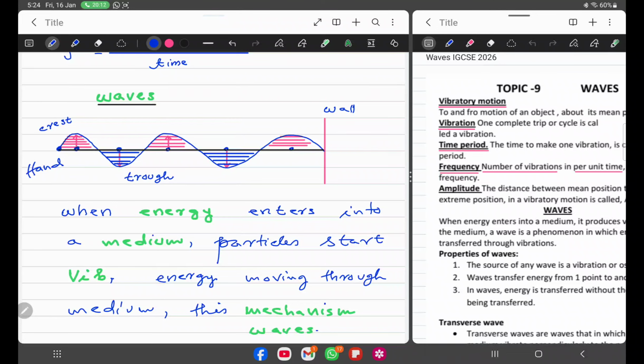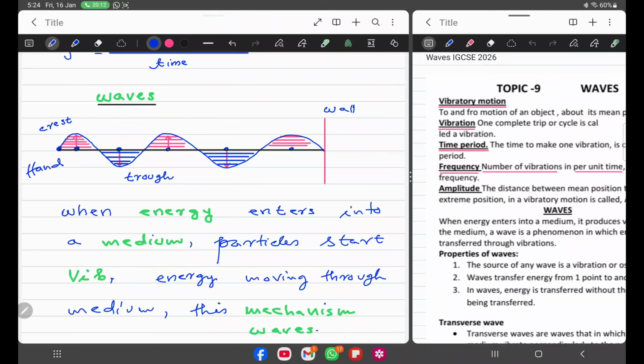If you measure the distance from crest to crest, then this is called wavelength. If you measure the distance from trough to trough, this is called one wavelength. But this is a very simple definition, and in the exam, usually they do not ask like this. You should know one more definition about wavelength, which I am going to explain. The length of one complete cycle is called one wavelength.